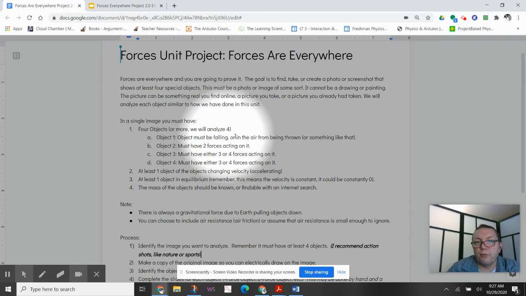And it needs to have really only one force acting on it. Object 2 must have 2 forces acting on it. Object 3 should have 3 or 4 forces acting on it. Object 4 also 3 or 4 forces acting on it.